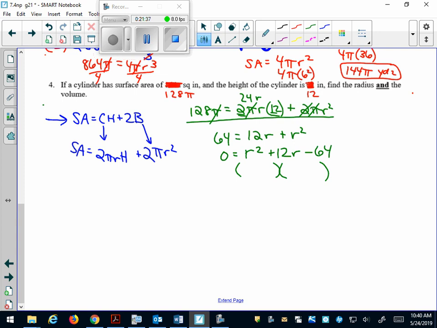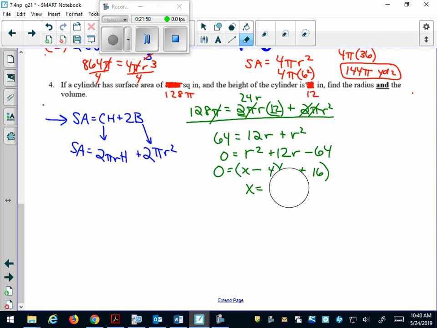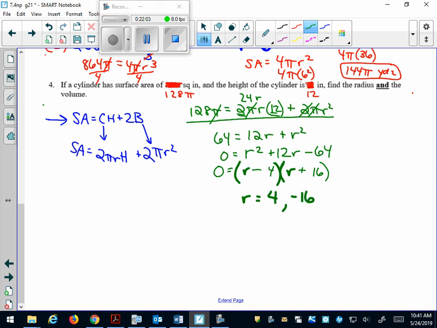What multiplies to be 64 and adds to be 12? 16 and 4. Positive 16 minus 4. So what's x? Actually, I don't know why I put x's. These are r's. R and R. So R is either 4 or, can a radius be negative 16? No. So radius is 4.